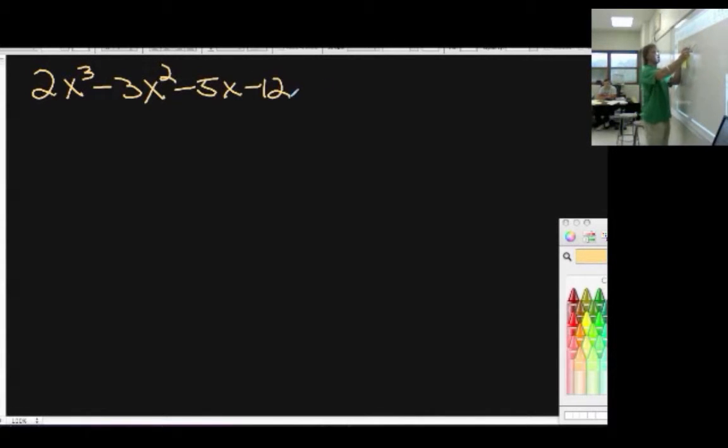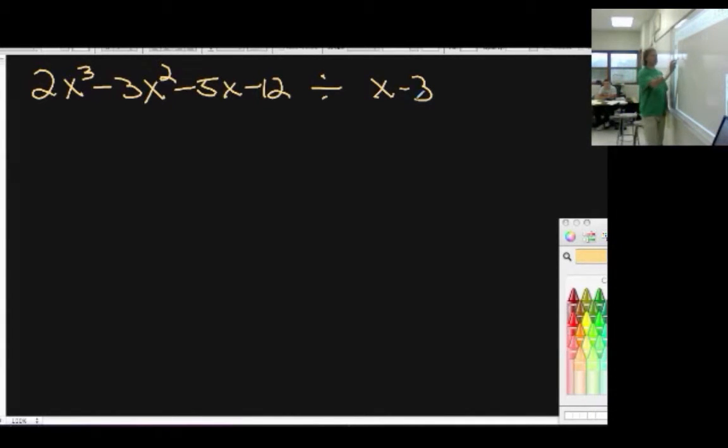All right, synthetic division. In case you forgot how, I only have one example, but I think you'll be all right. So let's go 2x cubed minus 3x squared minus 5x minus 12, and we're going to divide that by x minus 3.